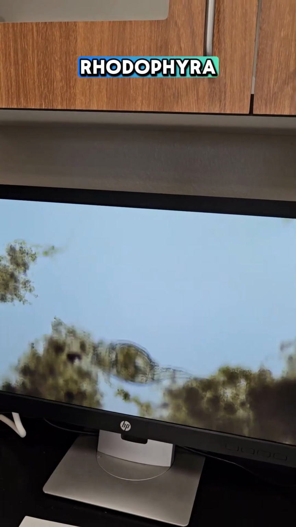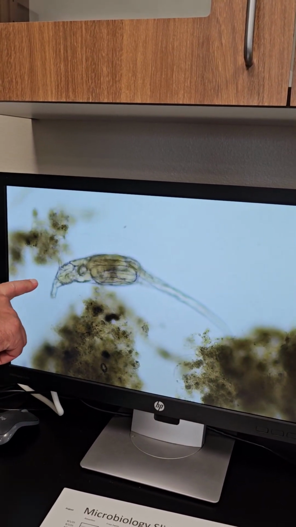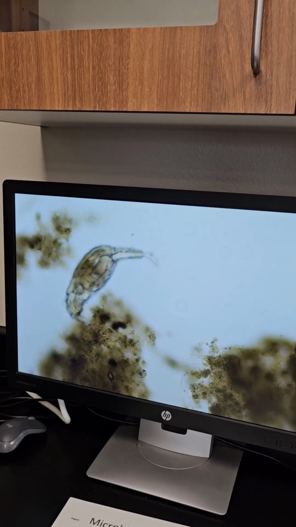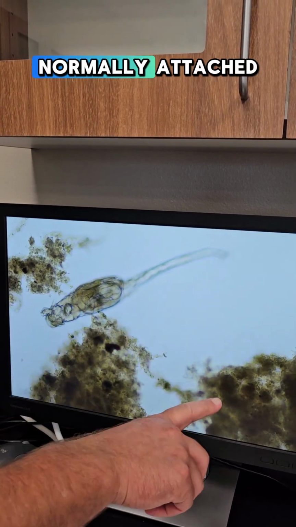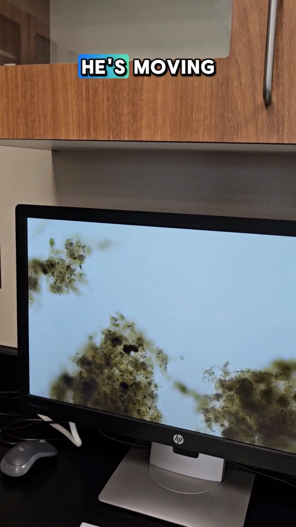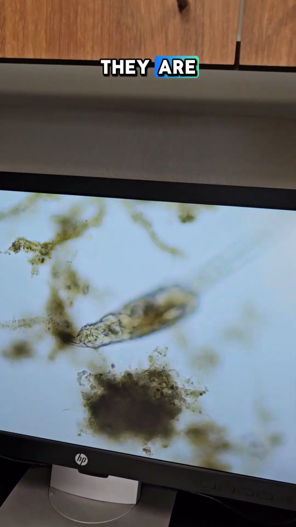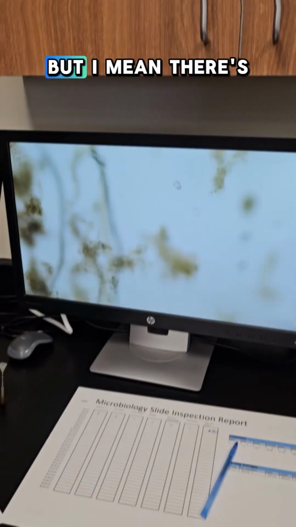Here's a rotifer, and you can see they have two filter feeding tentacles on the end of them, and then they usually have an attach point where they're normally attached, but you can see he's moving around here. Let's find him again, because you can see the water circulating through there.